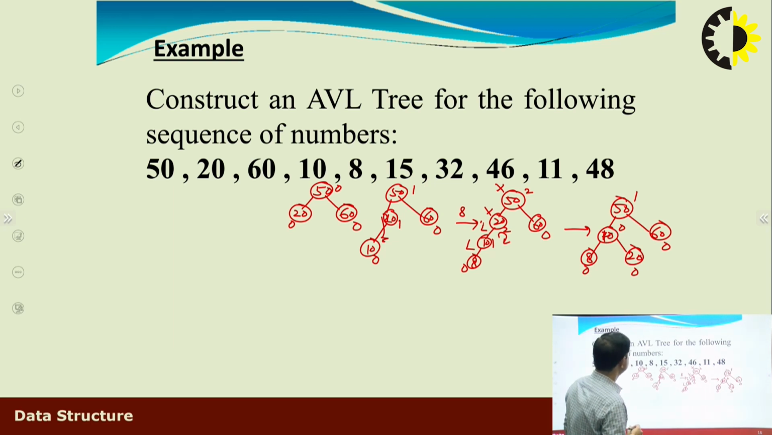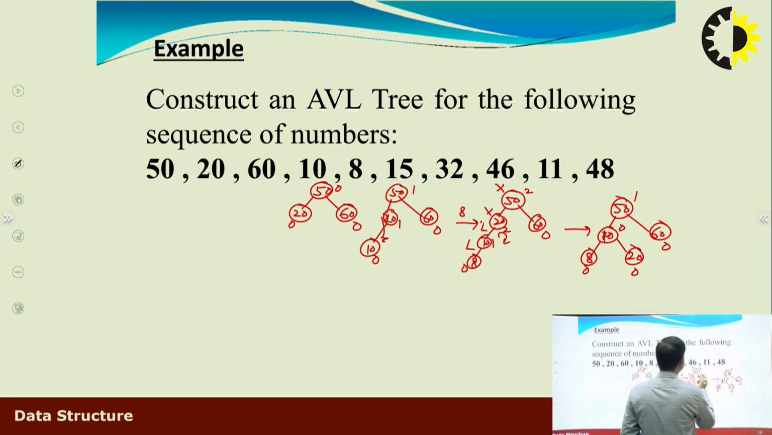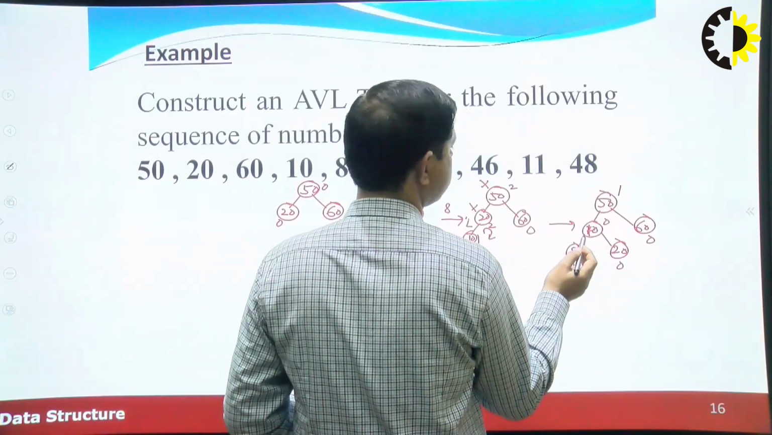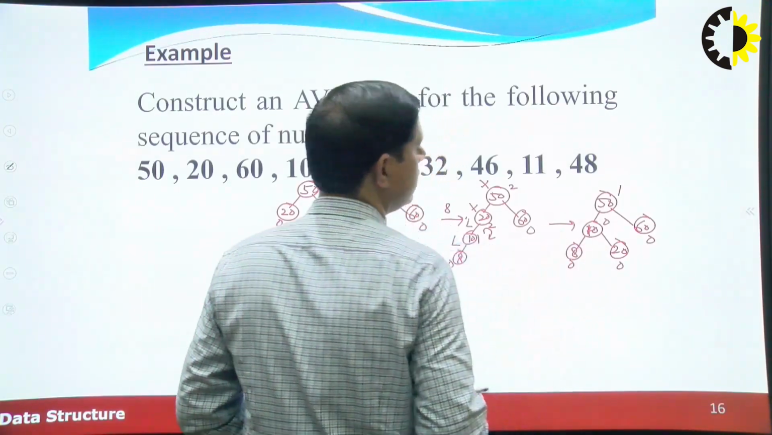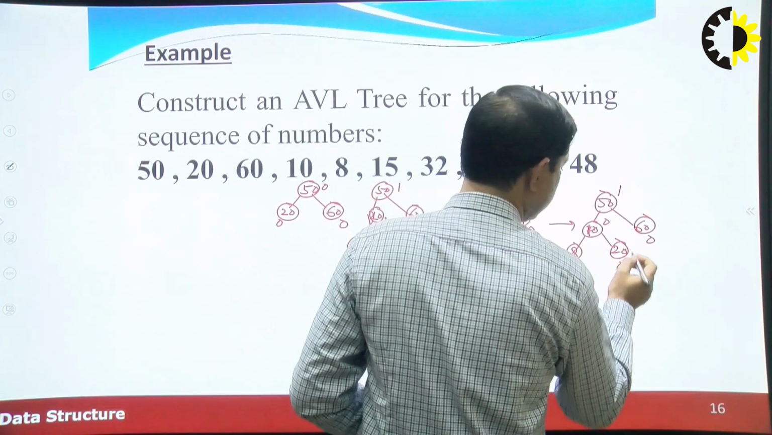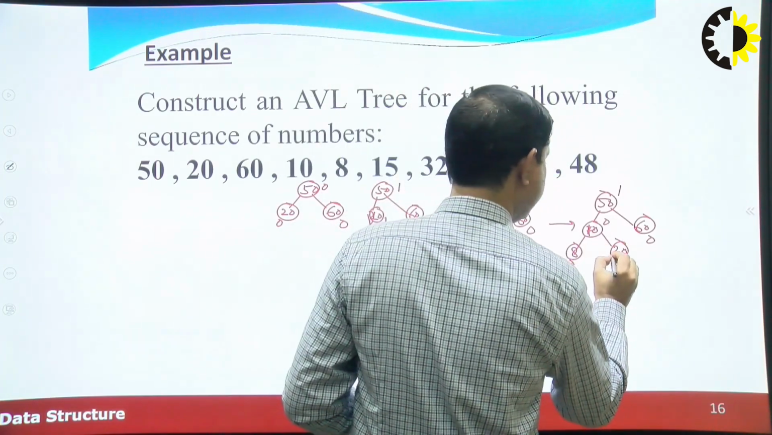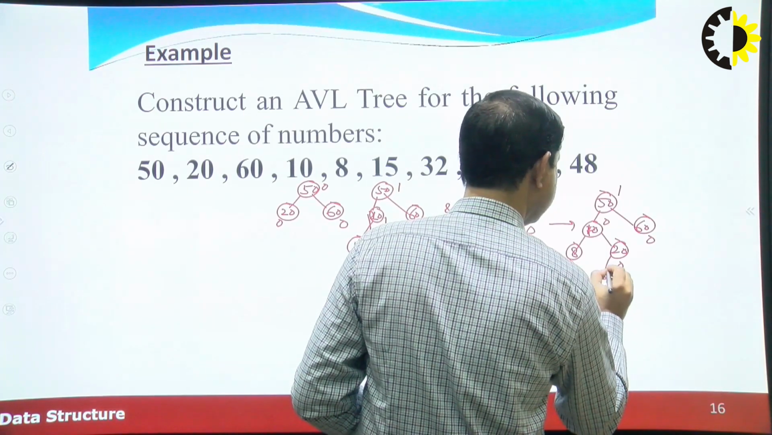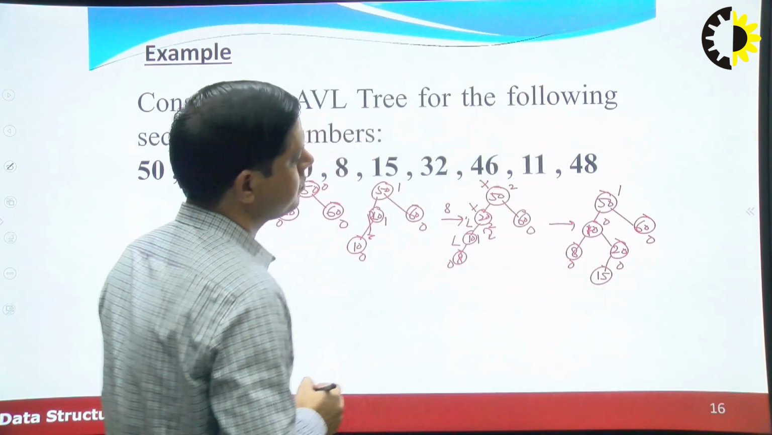After that, we have to insert 15. Now, according to the binary search property, we will compare 15 with 50. Definitely 15 is less than 50, so we will go to the left side. Then we will compare with 10. 15 is greater than 10, so we'll come to 20. That means 15 will come on the left side.